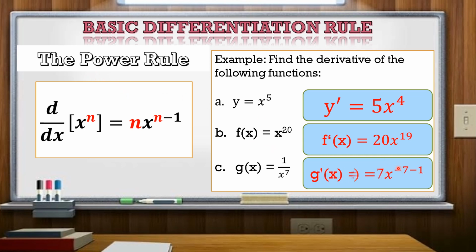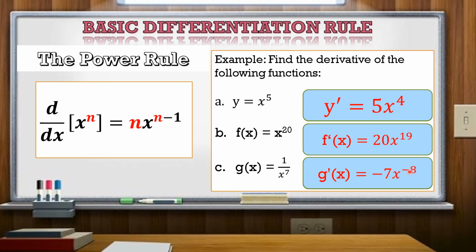That means the derivative of your g of x is equal to negative 7, the exponent kanina, di ba? So, ibababa natin. At the same time, magbabawas tayo ng 1. Then, we will simplify to get negative 7x raised to negative 8. Then, we will simplify further. So, yung final answer natin must not contain negative exponents. So, gagawin natin siyang positive.